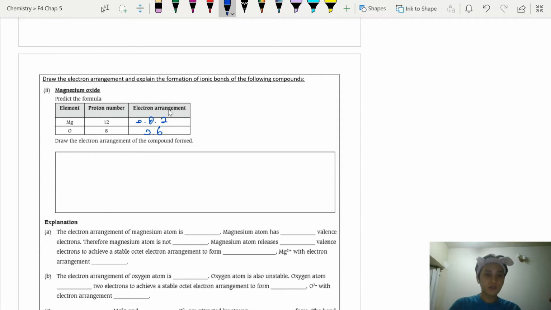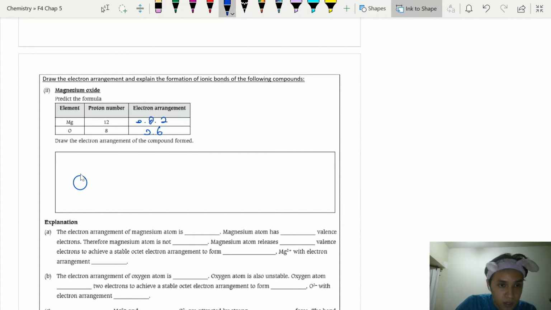Based on the electron arrangement, you can actually guess the formula, or how many electrons they are going to need. Magnesium is going to release 2 electrons, which will be donated to the oxygen. Once the oxygen gets the 2 electrons, it achieves a stable octet electron arrangement. I'm not going to go into too much detail, I'm just going to show you the simplified version.